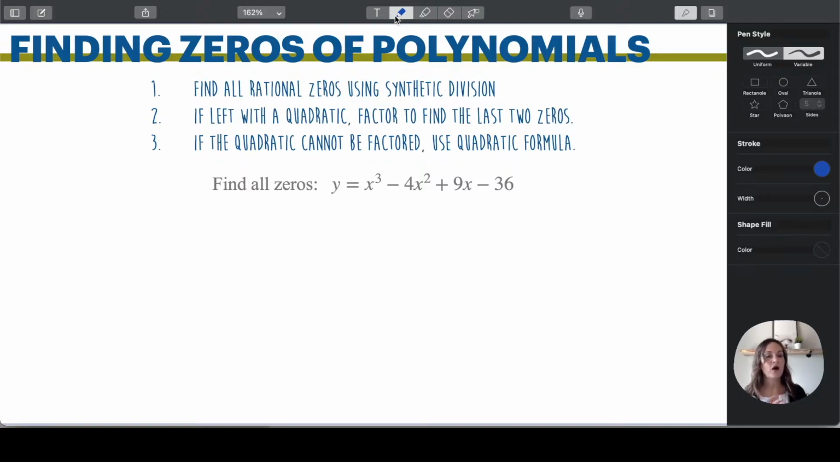first, look for all the possible rational zeros. And then if you're left with a quadratic, you're going to factor. And if the quadratic cannot be factored, then you must use the quadratic formula.